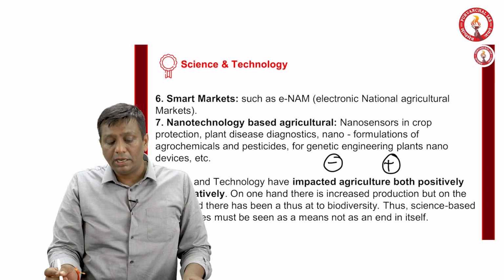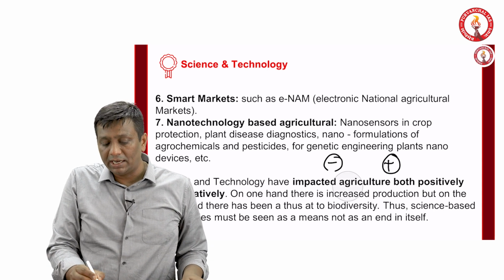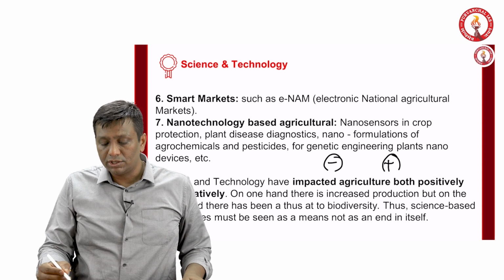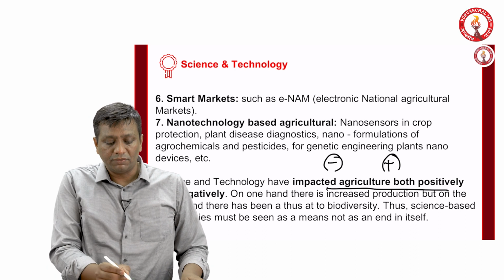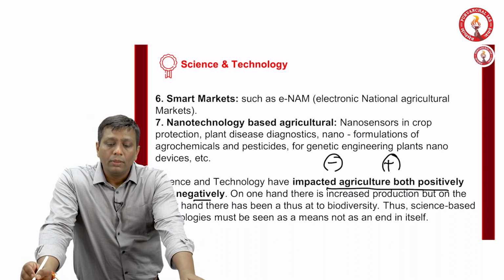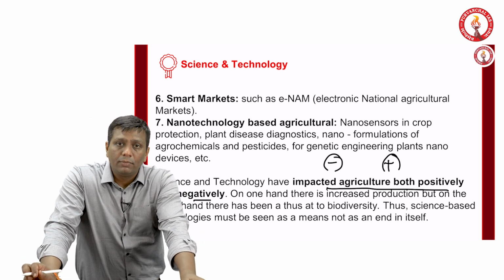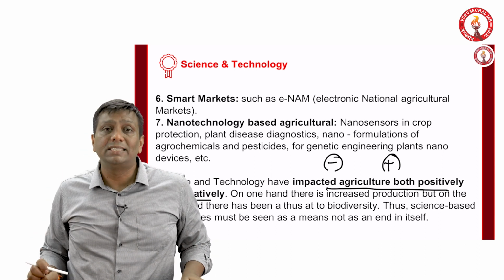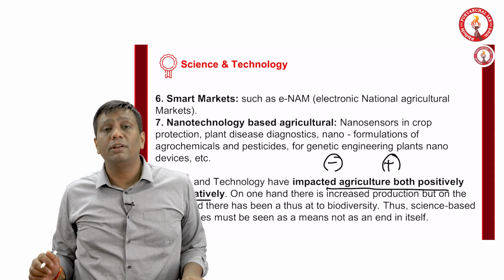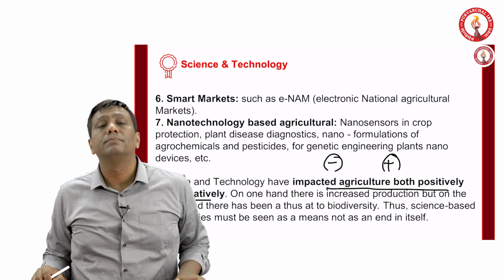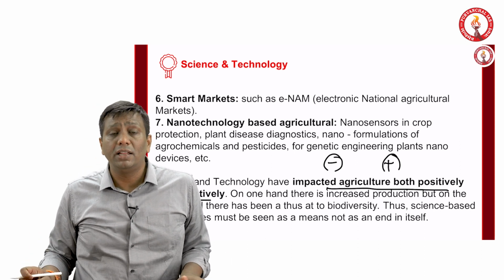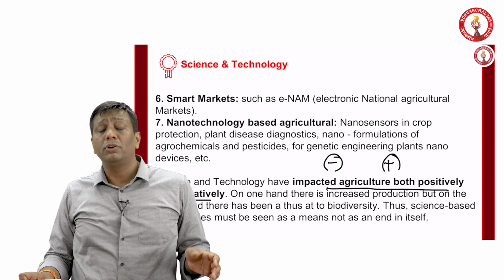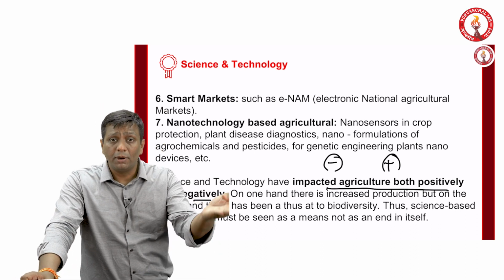So that is the reason I'm telling you, guys: science and technology have impacted what? Agriculture. Impacted agriculture both positively and negatively. And negatively, as I told you, genetically modified plants can create health issues. A lot of pesticides, and all the studies people have done show the green revolution is responsible for creating health issues and environmental problems.